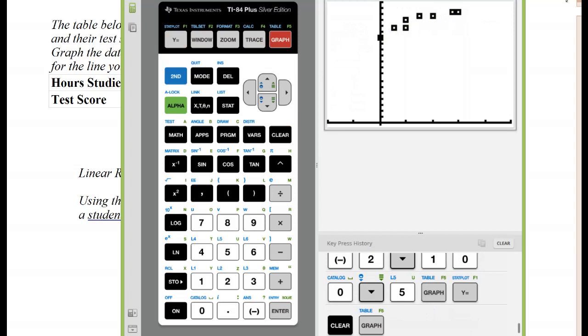So it's not a great linear application, so I bet my R doesn't come out super big. But it kind of looks like it's linear a little bit here. They're in a slightly linear pattern. So there's my scatter plot.